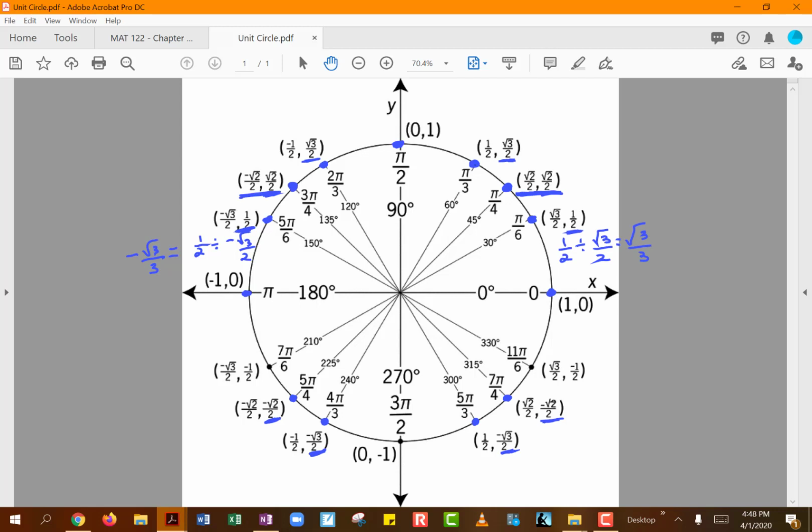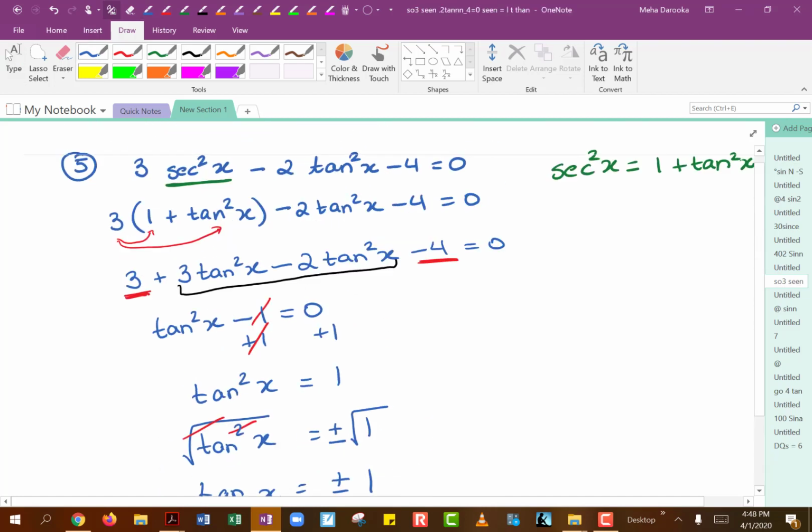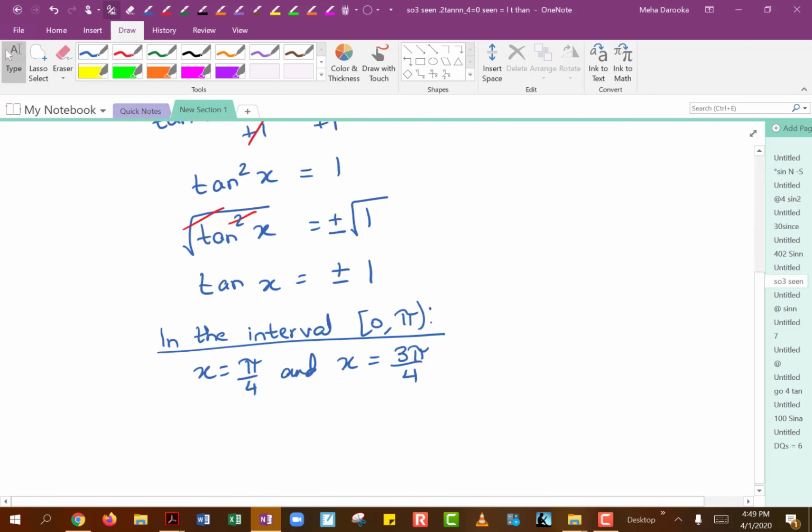And right here on the quadrant 2 side, which is negative square root of 2 over 2 for cosine, and then square root of 2 over 2 for sine. And remember, you're only looking at the interval from 0 to pi, so that's going to be quadrants 1 and 2. So those are the two angles you are looking at, pi over 4 and 3 pi over 4. So specifically to those intervals, we have pi over 4 and 3 pi over 4, but this is of course looking for the answer in the general form.